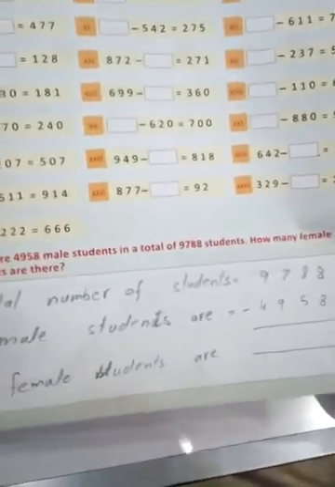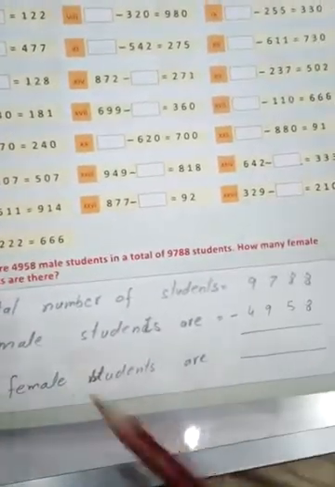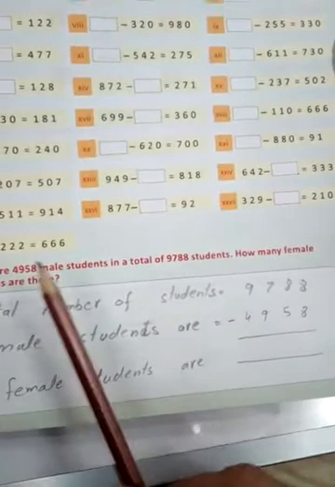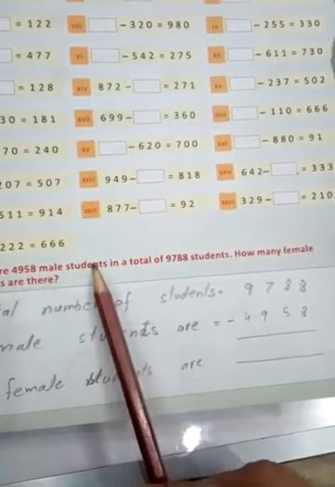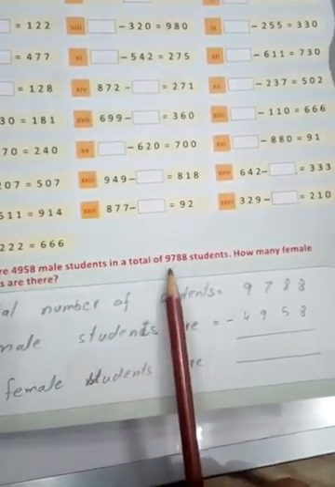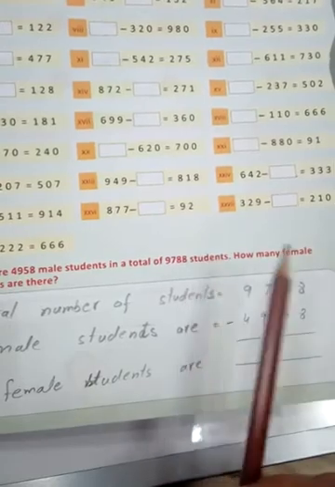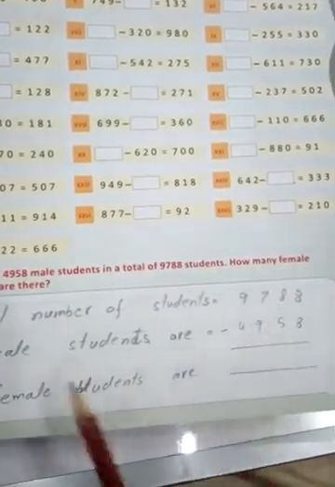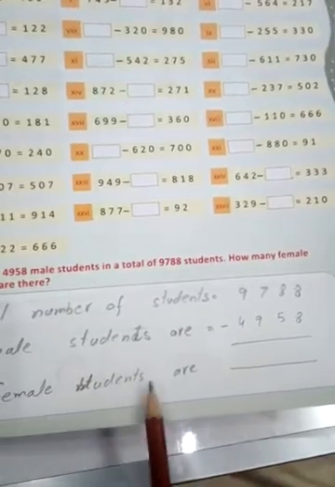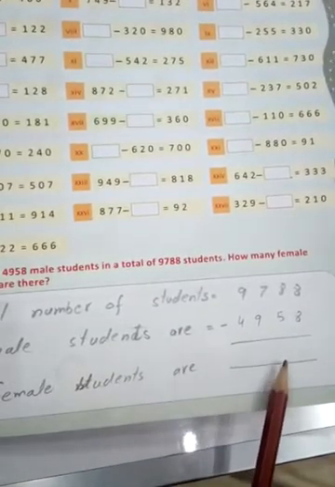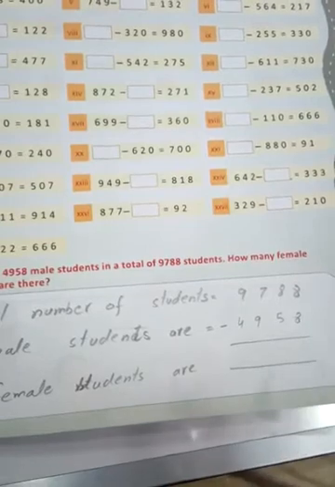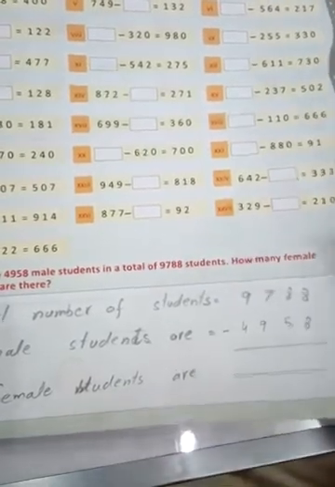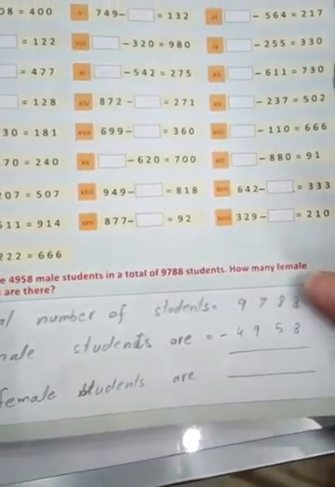Now move on to question number 2. This is very easy. Write the data here. There are 4,958 male students in a total of 9,788 students. So how many female students are there? Write the total number of students on the top, male students below, and you can easily find how many female students there were. So that's how you can solve your whole chapter number 3, subtraction.